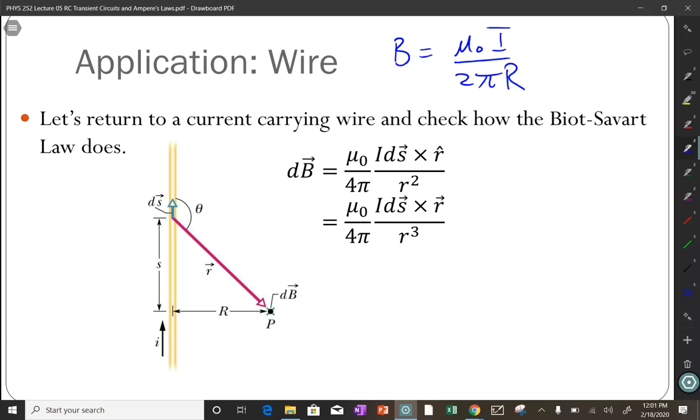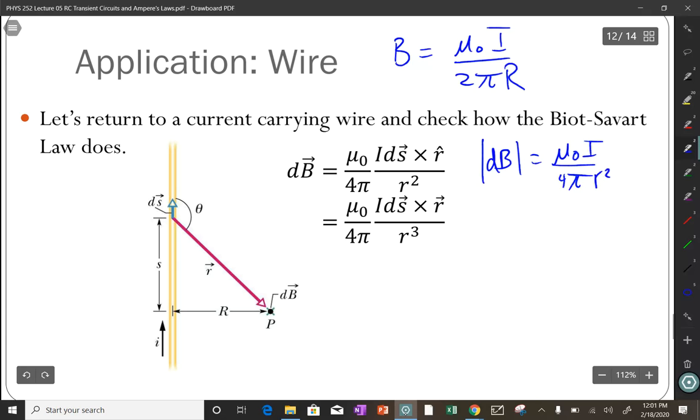So now let's do it with the Biot-Savart law. We don't have to worry about symmetry now because we're just integrating along the line. Now the R vector is changing, it isn't going to be constant. So first, let's find the magnitude of dB and the direction of dB. The magnitude of dB is mu naught I over 4 pi R squared. I'm using the upper one now.